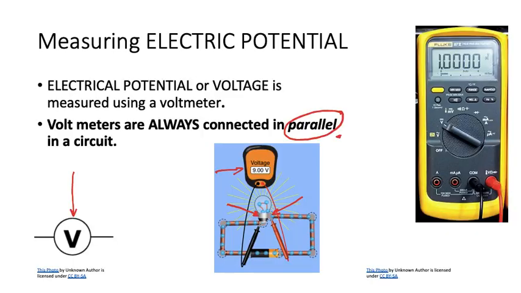So if we were to go back here and take our voltmeter and connect it here and here, we would say that there was a 9-volt drop across the light bulb. If, on the other hand, we were to take the same voltmeter and connect it across this battery, we would say that there was a 9-volt rise across the battery.